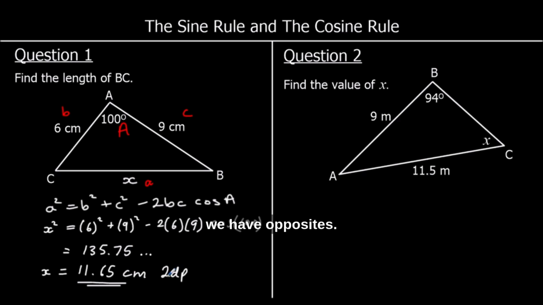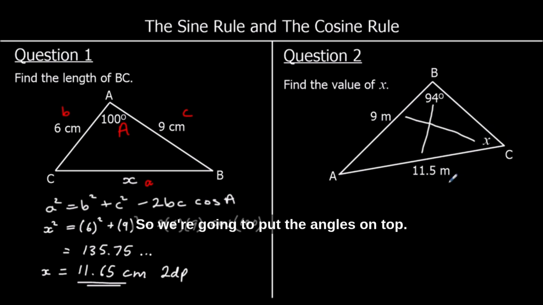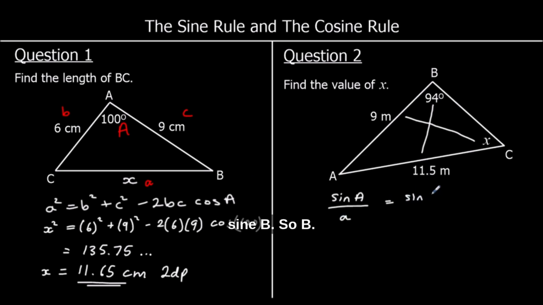For question 2, we have opposites. So x is opposite 9, 94 degrees is opposite 11.5. So we can use the sine rule, and we're finding an angle, so we're going to put the angles on top. So we're going to have sine A over a equals sine B over b. x will be big A, opposite big A, little a, and the other angle's big B, and opposite that is little b.